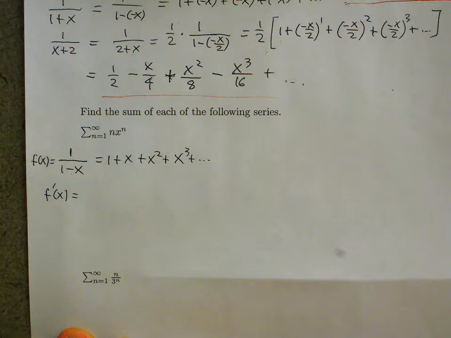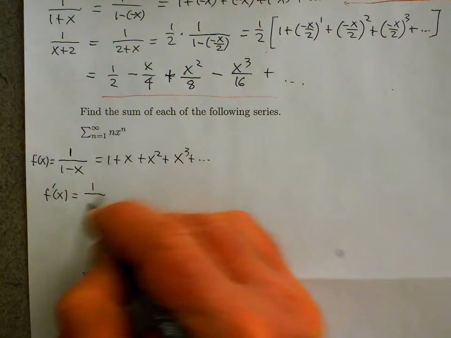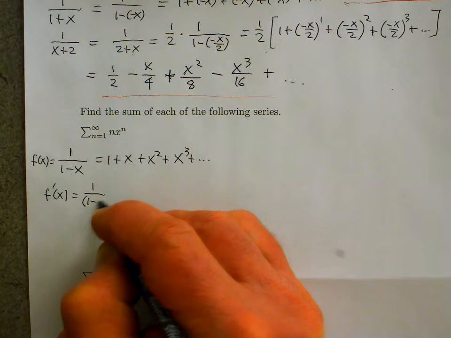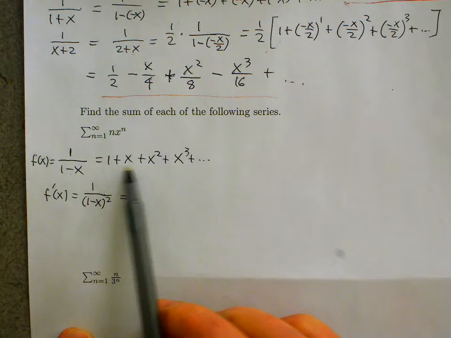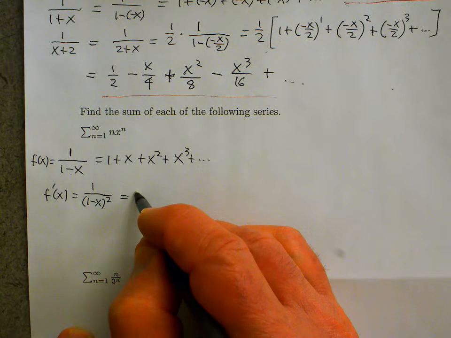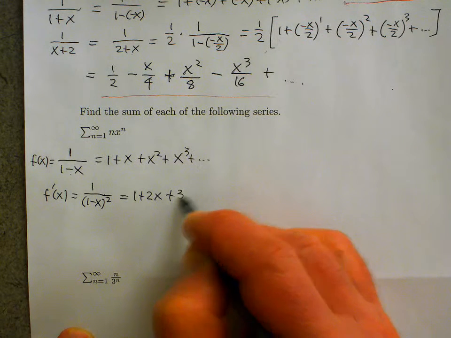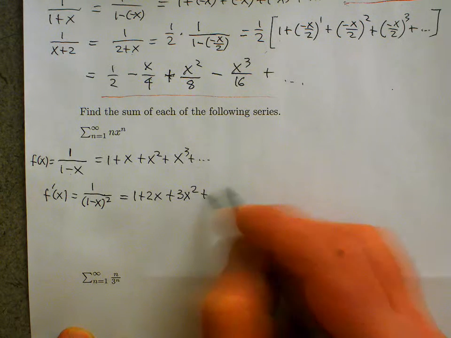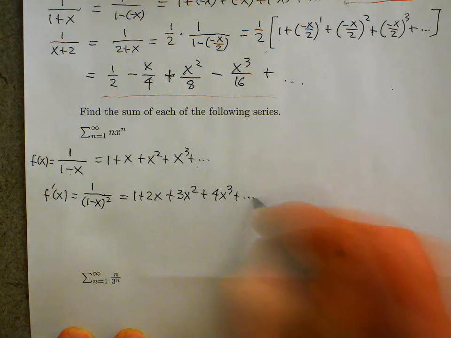So 1 over 1 minus x squared. 1 over 1 minus x quantity squared. Is that what you said? And then if we take the derivatives of all of the terms on the right-hand side, we get 1 plus 2x plus 3x squared plus 4x to the third, and so on.